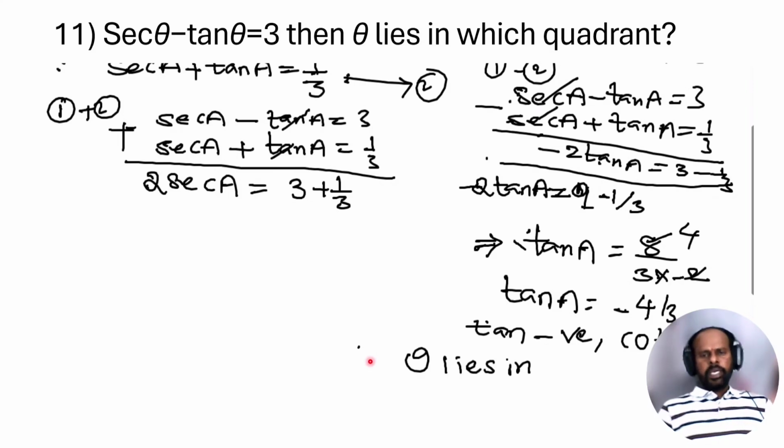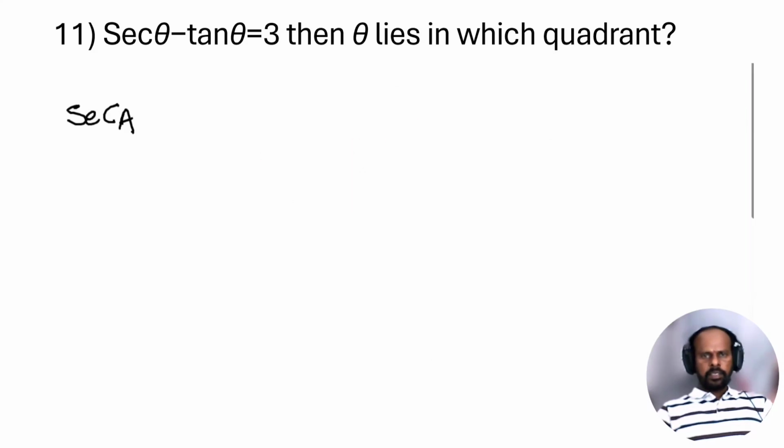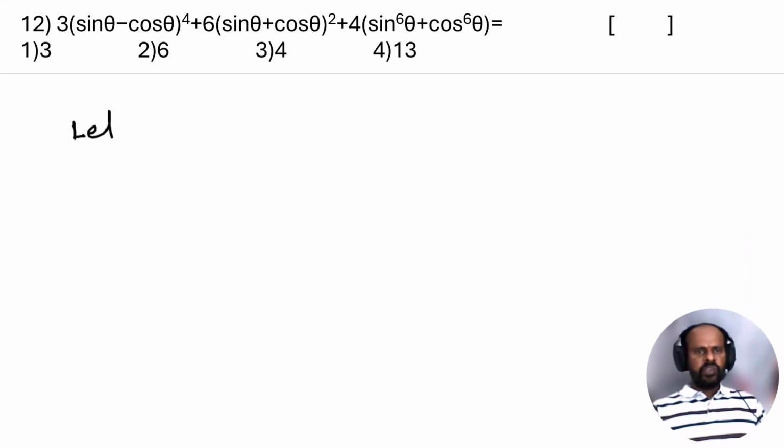So tan negative and cos positive, based on this previous result. So theta lies in the fourth quadrant. So the option is fourth quadrant, remember it. So here you can easily find this value. It is not looking lengthy.